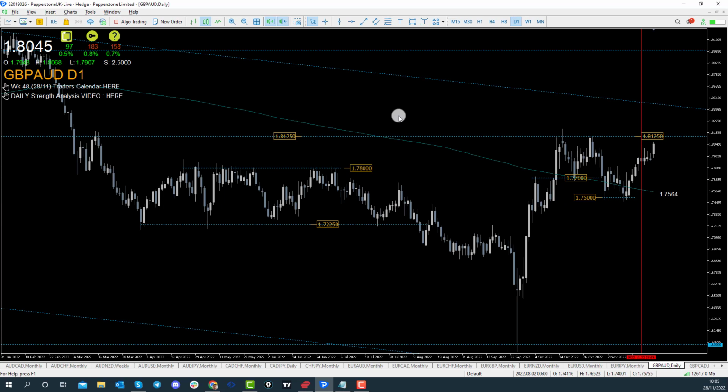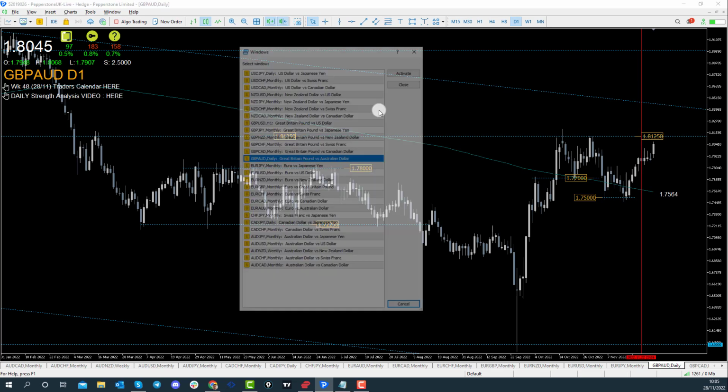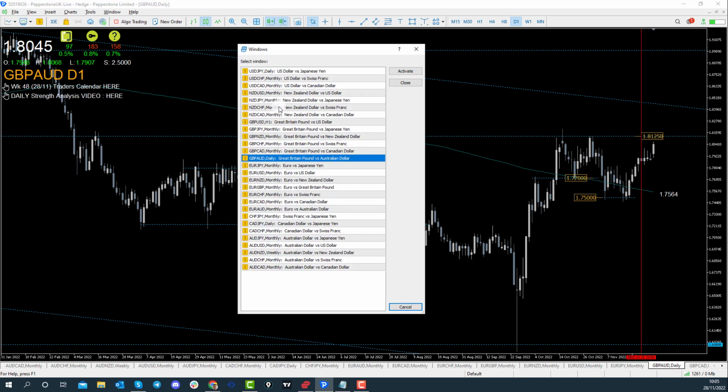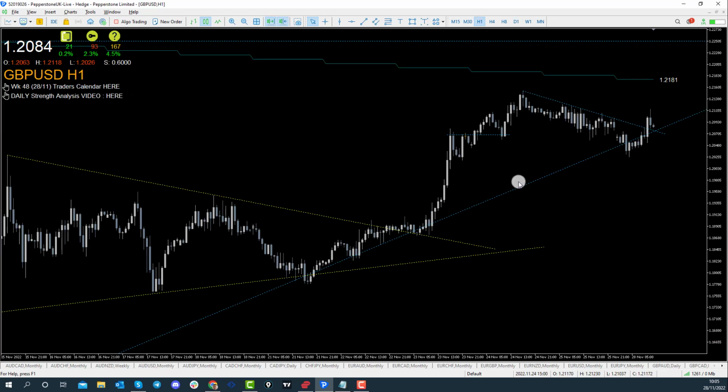However, if you are still looking for day trading opportunities, you could look at another pair as well. So I've actually highlighted on my notes cable. So we're going to go over to pound US dollar. You see I've got it highlighted here on the hourly.